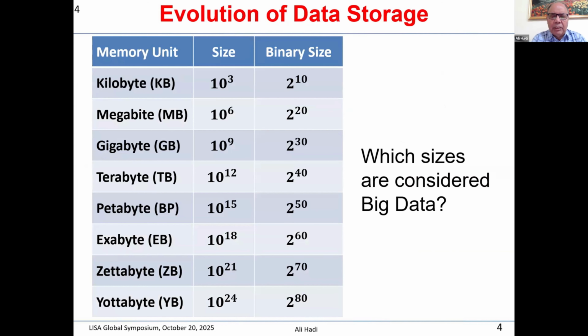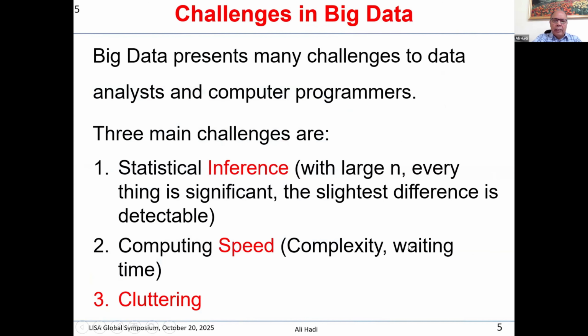Data sets come in varying sizes, and what we can call big data actually starts perhaps from this line on. The availability of big data is a good thing, but it also presents us, statisticians and computer scientists, with some challenges.